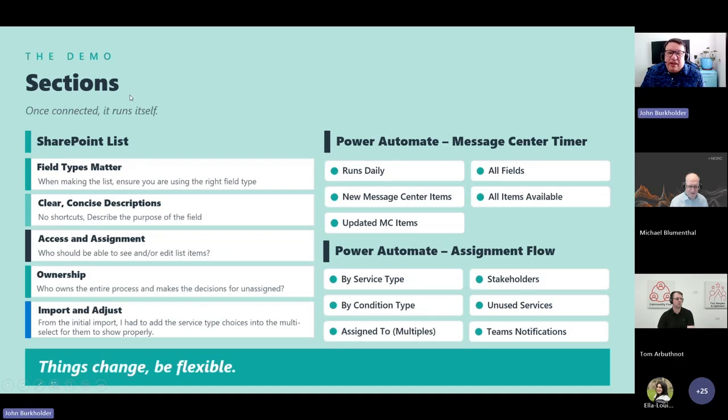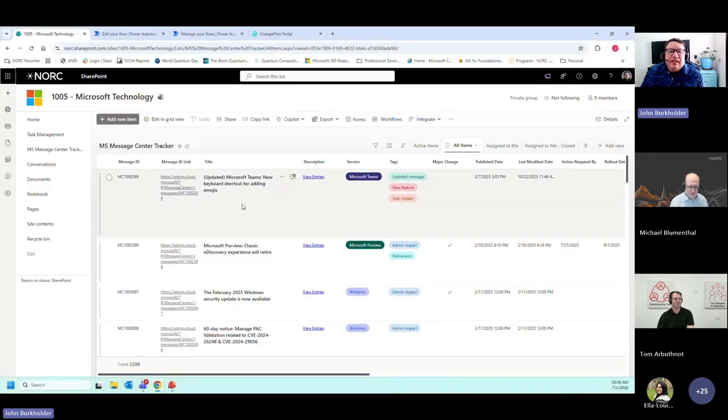So let's talk about the sections of this, and I'm going to actually go into the demo now to show you exactly what I've built. So in here, you'll see that this is a SharePoint list. It's actually tied to our Teams, so you'll see the little Teams icon. This SharePoint list actually has all kinds of different fields that are associated to it.